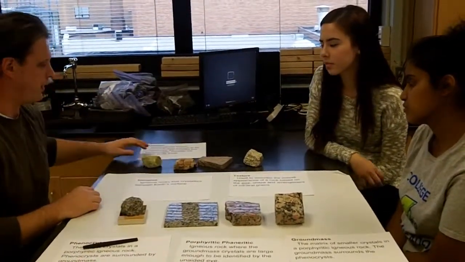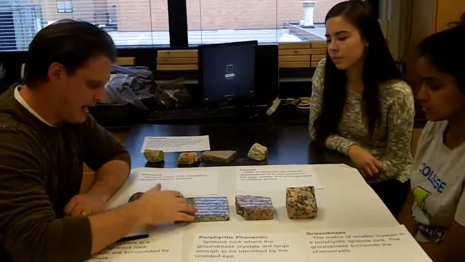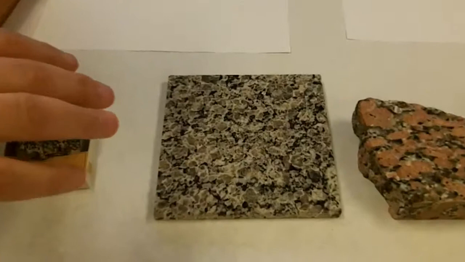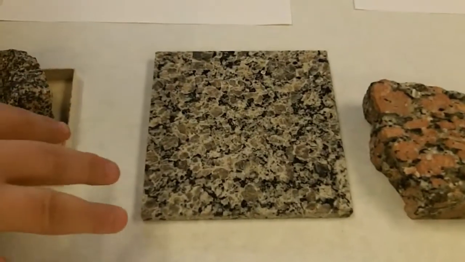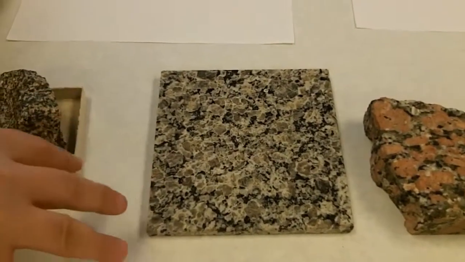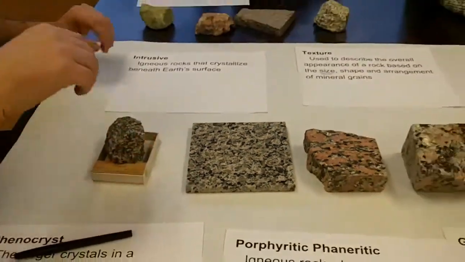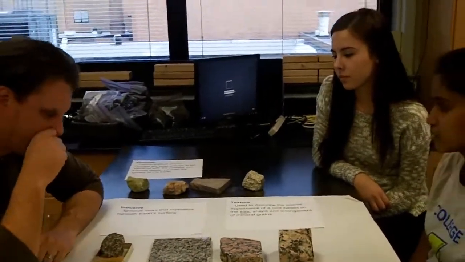All right? So if we take a look at this guy and this guy, we see really large crystals, which tells us that they're large enough to be identified with the unaided eye, and we're going to call that phaneritic. Okay? Do we think we got that? Because we're going to use these as some examples for us.